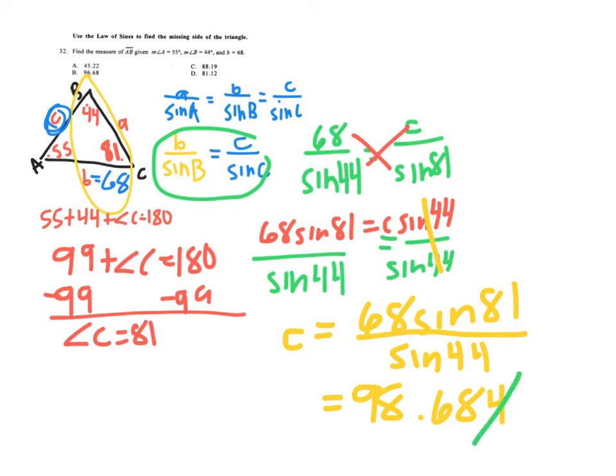We would round down, so we can just cross that number off, and we have 98.68. Or excuse me, sorry, I'm saying the wrong numbers, but my calculator says the right ones. It should be 96.68. I wrote the wrong thing down, which would be B. B should be your final answer.